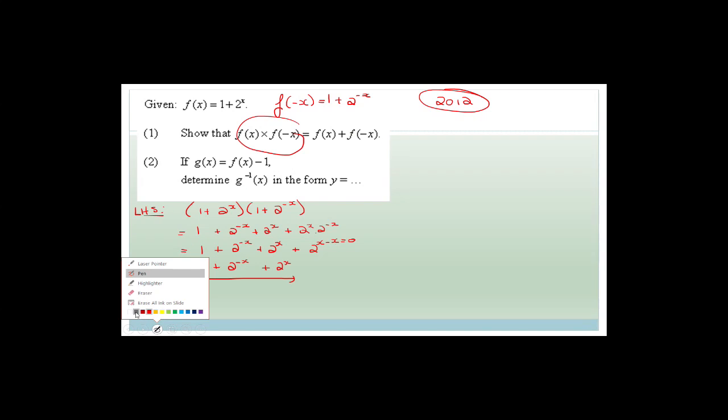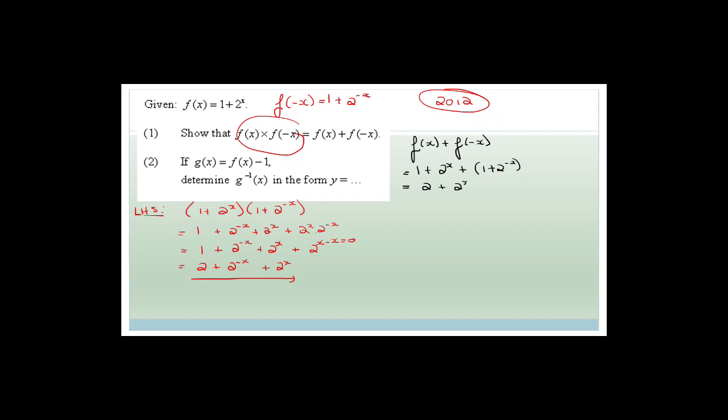So let's do the right-hand side over here. That is f of x plus f of negative x, which is going to be 1 plus 2 to the x plus 1 plus 2 to the negative x, which becomes 1 plus 1 is 2, plus 2 to the x plus 2 to the negative x. And amazingly, ta-da, we have just shown that f of x times f of negative x is equal to f of x plus f of negative x. Okay, so there we go.